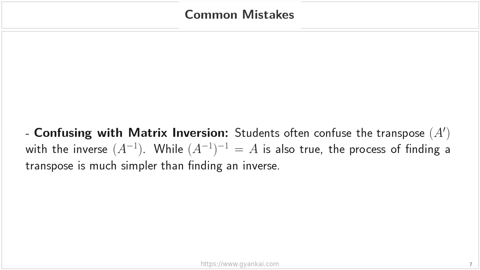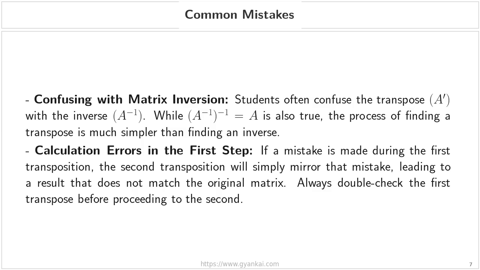As we saw in our previous slides, finding a transpose is a simple matter of interchanging rows and columns, whereas finding an inverse is a much more complex algebraic process. Secondly, be mindful of calculation errors during the first step. Since the second transpose is performed on the result of the first, any mistake made while creating A prime will be mirrored in the second step.